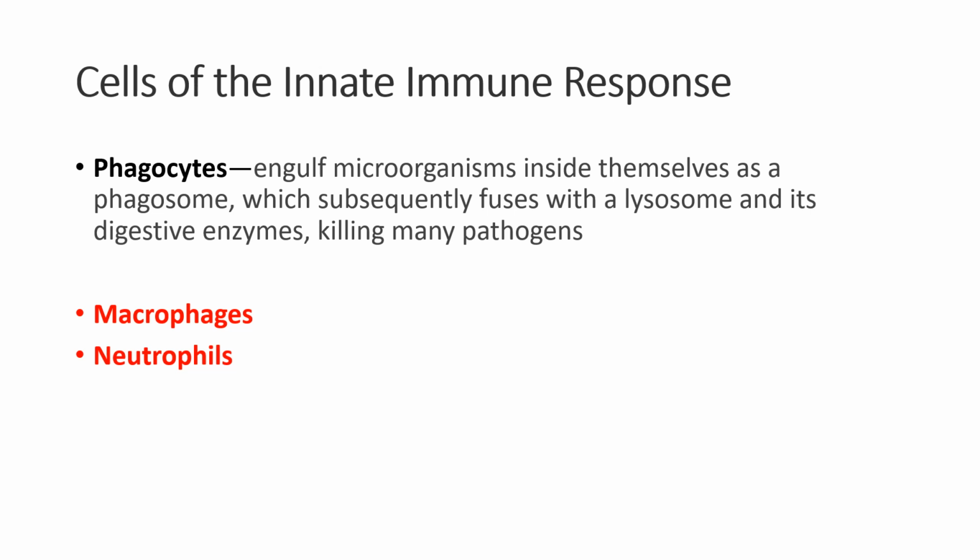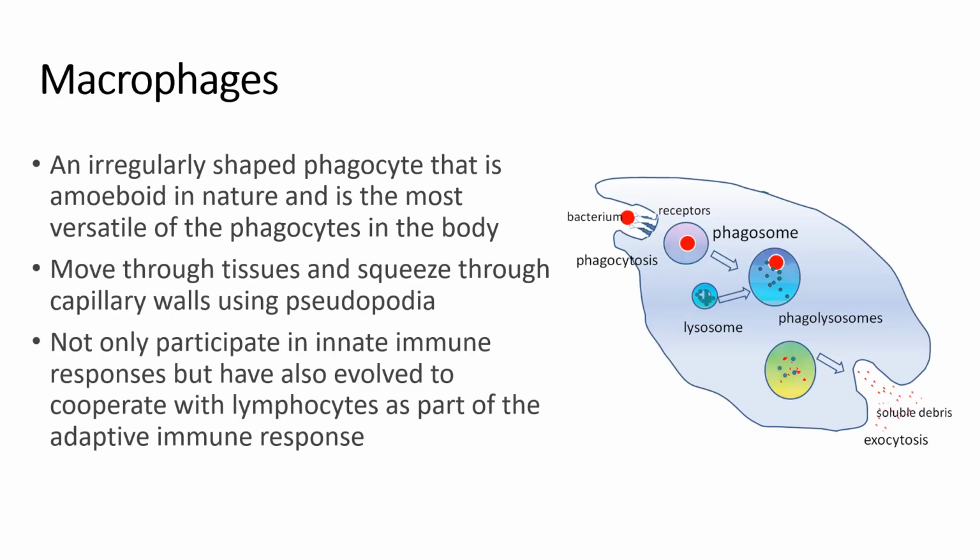The two phagocytes that we focus on, the large majority, are macrophages and neutrophils. Macrophages are irregularly shaped phagocytic cells, or phagocytes, that are amoeboid in nature. They remind me of those little toys that used to be at the checkout that are just a sack full of gel. Every time you go to squeeze them, it oozes out of your hand. So they're amoeboid in nature, and they're the most versatile of the phagocytes in the body. They can move through tissues and squeeze through the little cracks in the single-celled walls of capillaries using pseudopodia. They basically project out a section of cytoplasm to make these little false feet.